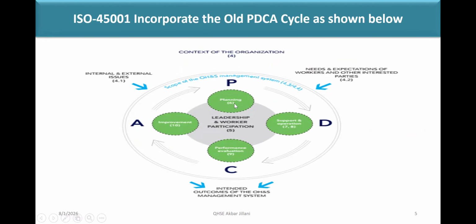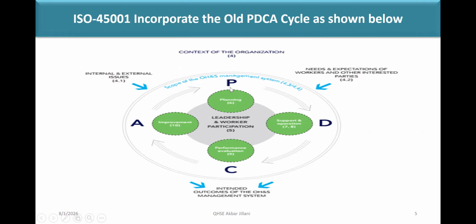Now let's see, we have this PDCA. If we see here, there are 10 classes in the ISO standards. All the ISO standards have 10 classes. The certification is based on 10 classes. So what will be in class 1, class 2, class 3 up to 10? It starts from class number 4. Class number 4 has subclasses 4.1, 4.2, 4.3 and 4.4.